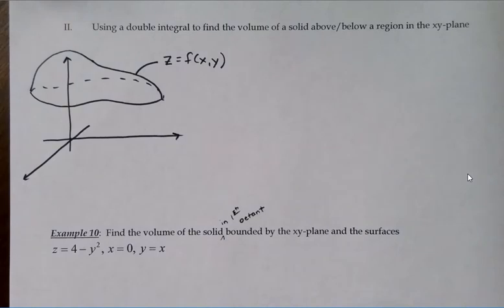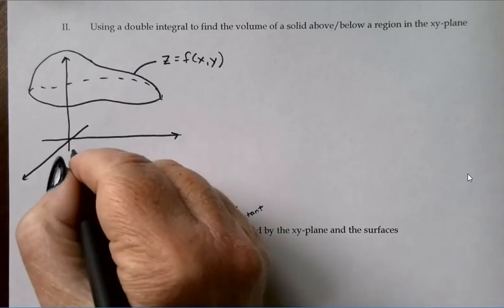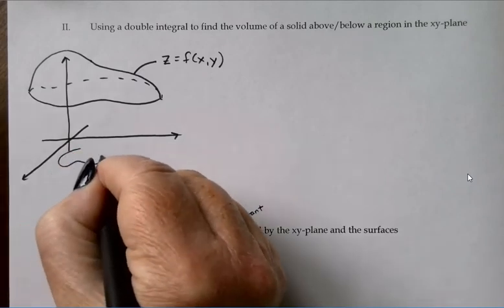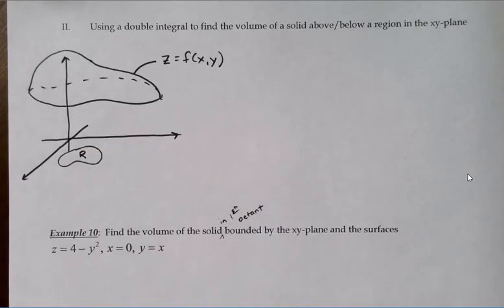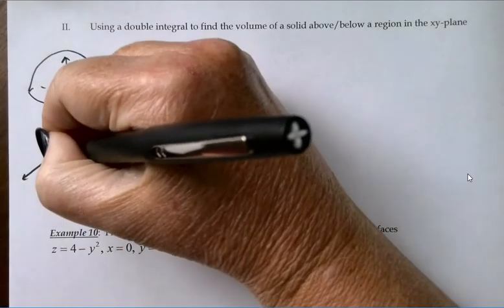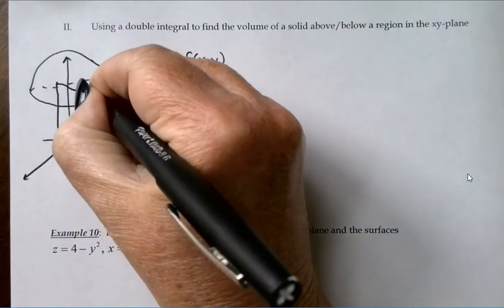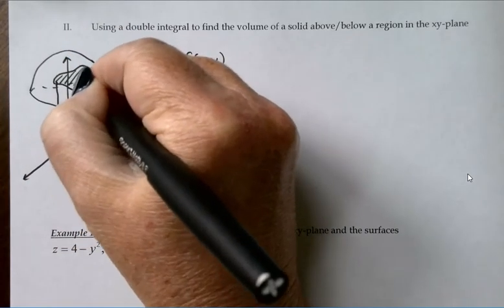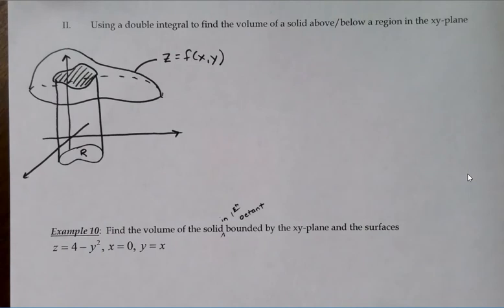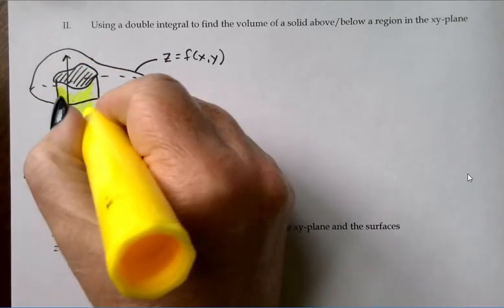Our goal right now is to say, if I've got a particular region down here in the xy plane, and again, I'm going to kind of make a little generic one. This is the R. I use that to sort of cut out a region above it on this surface, and that region becomes the top of my solid. And our goal was to find the volume of this whole solid in between here.